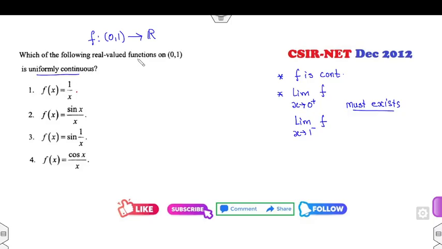Firstly, you can see this is a continuous function on (a, b). Fine. This is also a continuous function. This is also a continuous function because it is an open interval. This is also a continuous function.